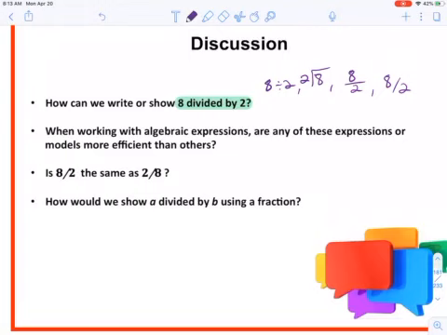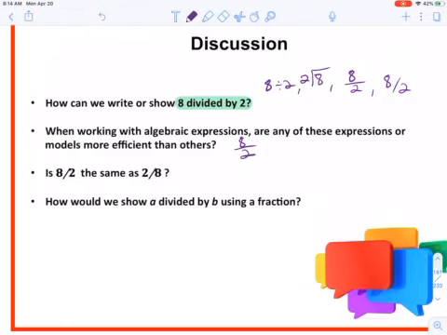Okay, 8 is the dividend. The dividend is the number that's being divided. 2 is the divisor. The divisor is the number that we're dividing by. When working with algebraic expressions, are any of these expressions or models more efficient than others? Well, writing a fraction to show division is more efficient. So 8 divided by 2 would be more efficient like this, when we're writing expressions.